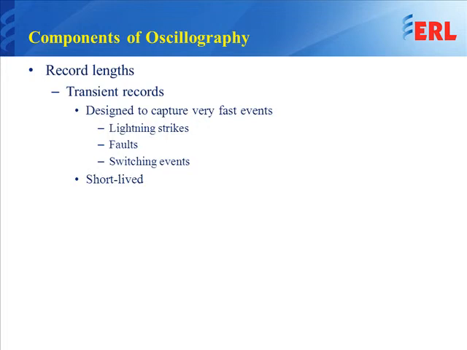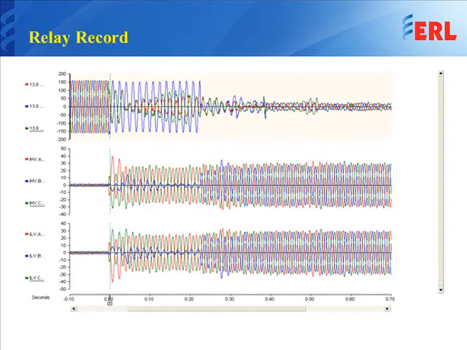Transient records are designed to capture very fast events such as lightning strikes, power system faults, or switching events. Some of these events are very short-lived, so they're 16 cycles or less. The other type of record, this is a record from a microprocessor relay. This is an external fault, but this is just an example of how a relay would capture an event.